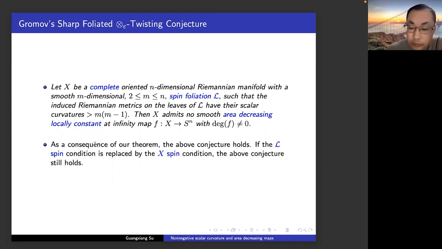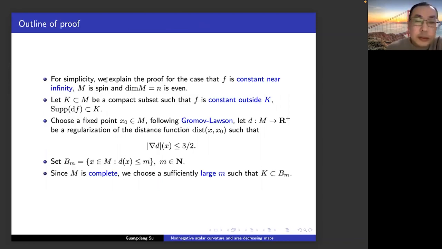Also, we see that if the spin condition is replaced by the manifold being spin, then the conjecture still holds. Now we outline the proof of our theorem.